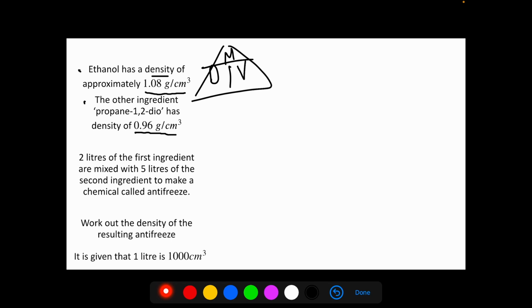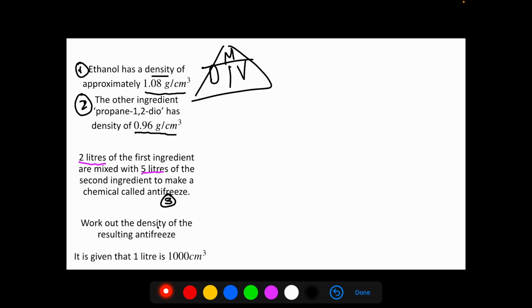2 liters of the first ingredient are mixed with 5 liters of the second, and we're going to make a chemical called antifreeze. So we've got the first thing, the second thing, and antifreeze is going to be our new chemical, the third thing. And we want to find the density of this.